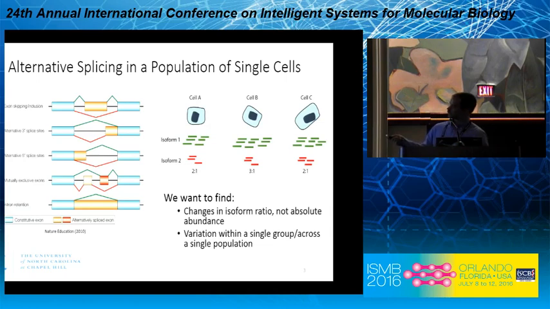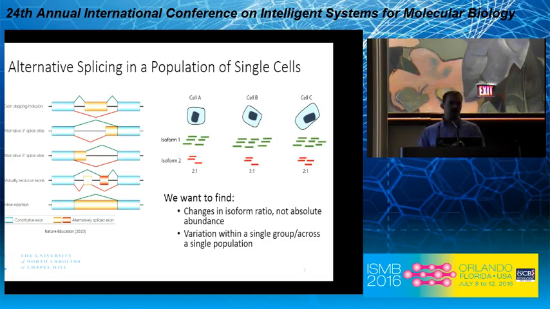So for example, if we compare cell A and cell C, they both have a 2-to-1 ratio of isoform 1 and 2, even though the total number of transcripts is different. So that would not be an alternative splicing change. What we're interested in is cases where the ratio between the isoforms is different.